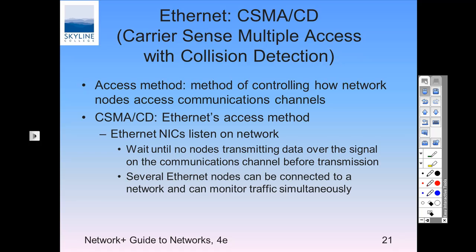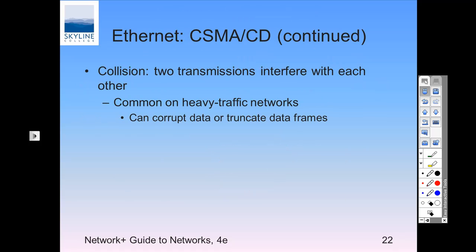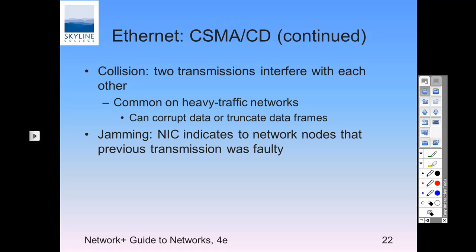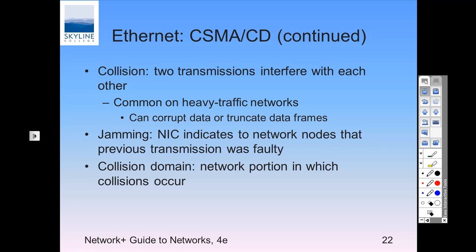CSMA/CD. Ethernet, NICs listen on the network, and so on, you can read that. Have we beat that one to death? Okay, we have. Jamming: the NIC indicates the network knows that the previous transmission was faulty. The jam signal says, hey, I have to redo this. When it gets a jam signal, the one thing I did forget to say, it goes into a random back-off.